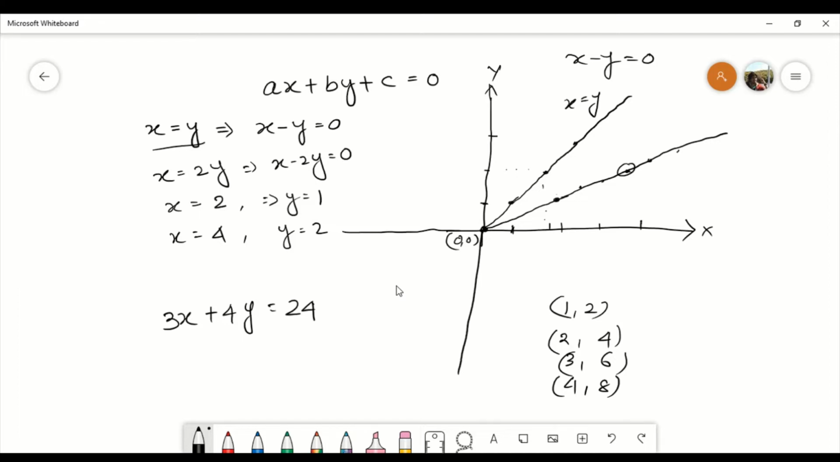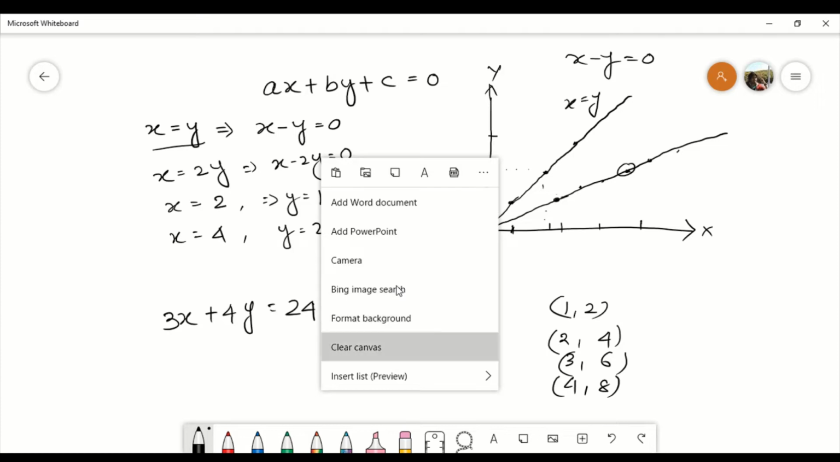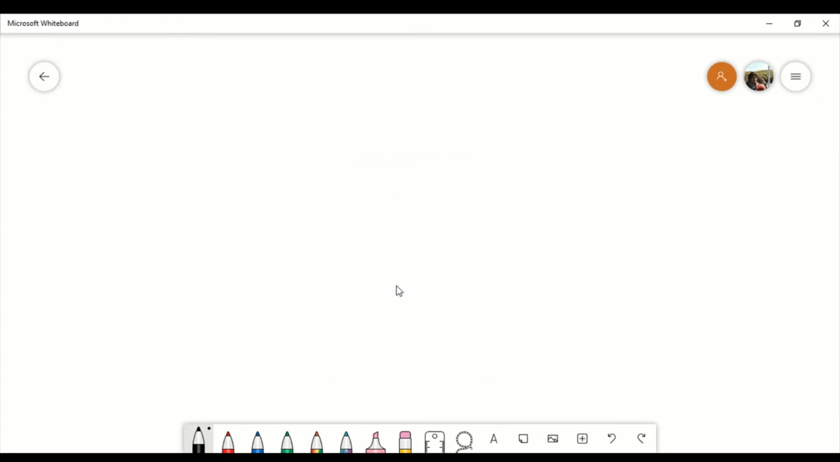To get to a unique solution, we need at least one more equation to get a unique value of x and y, right? So that's the motive of this chapter, that we have a pair of linear equations in two variables to get a unique solution for that particular scenario. So let's take this question in another form.